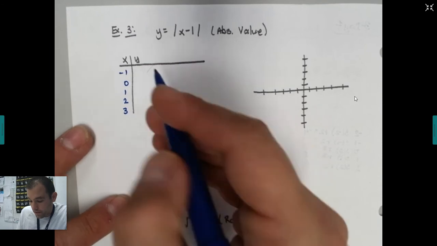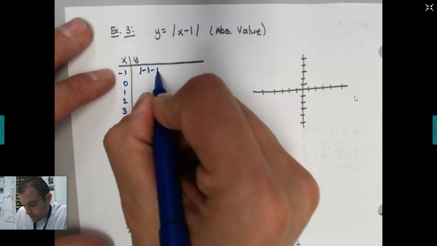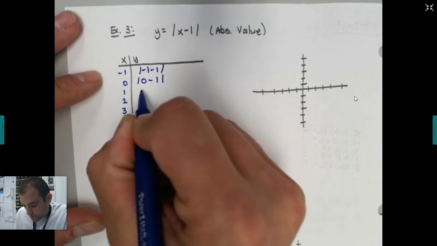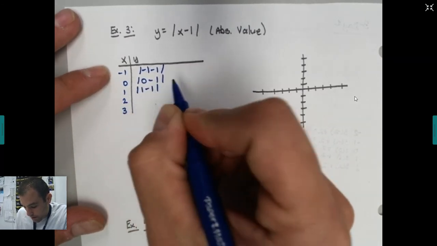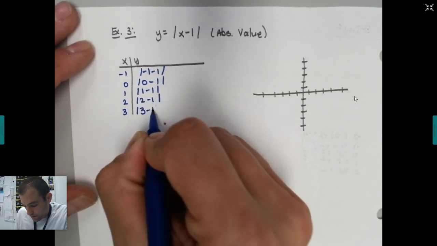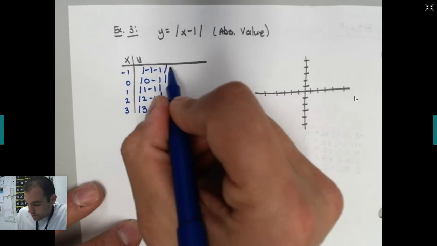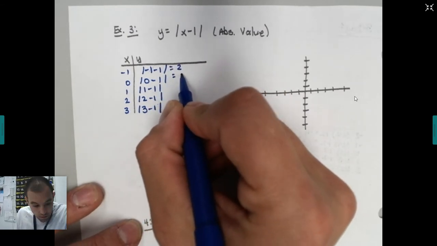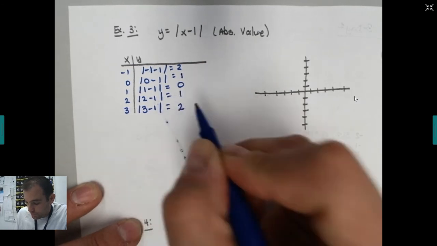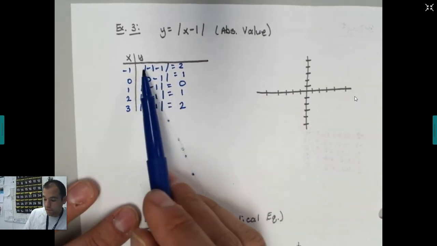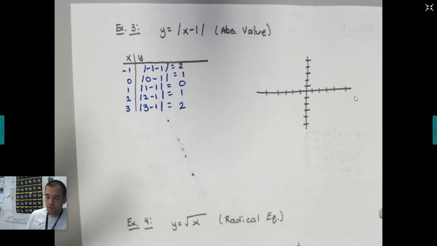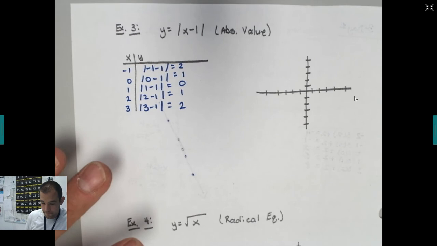And again, we plug them in. So -1 minus 1, the absolute value. 0 minus 1, absolute value. 1 minus 1, absolute value. 2 minus 1, absolute value. 3 minus 1, absolute value. So that's going to give us 2, 1, 0, 1, 2, if I solved them. -1 minus 1 is -2. The absolute value of that is 2. Again, you have Desmos.